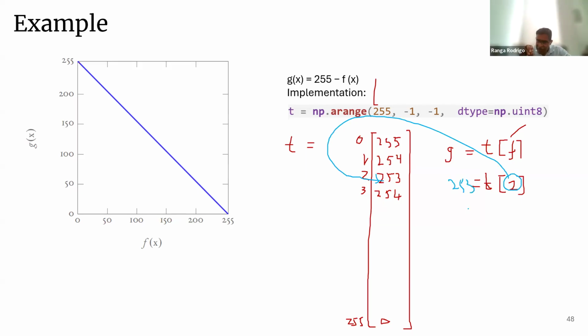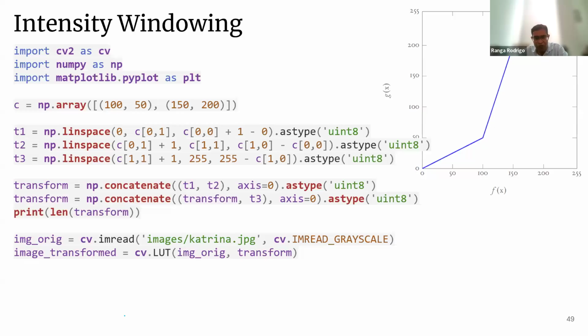You can see I'm using that T as a lookup table, and I'm indexing that using the input image F. So because of that, I can use cv LUT for this. So this is the idea. If you have a question about that, you can always ask me how it's done and what is the meaning of that.